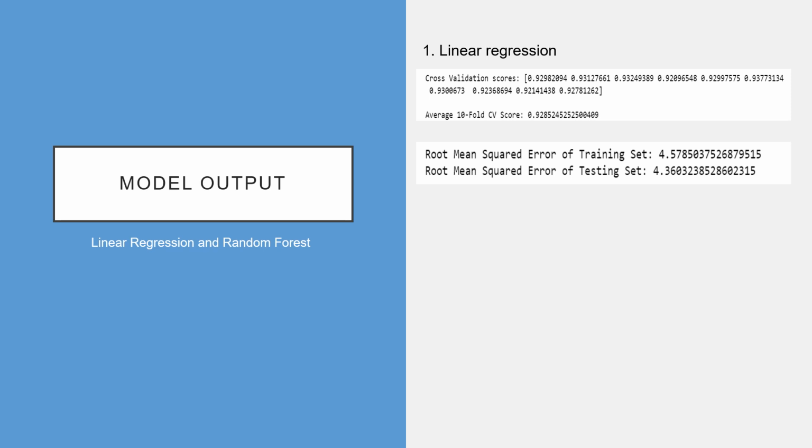The root mean square error is also another metric that we use to evaluate the model performance, which for the training set is around 4.5 and for the test set is around 4.3.